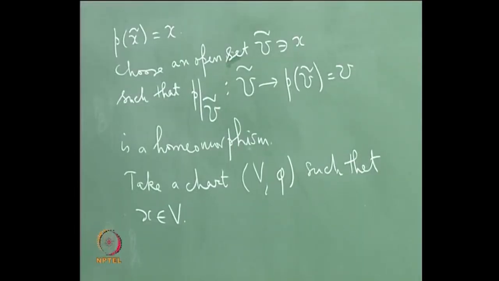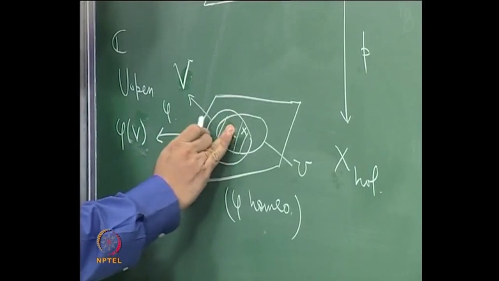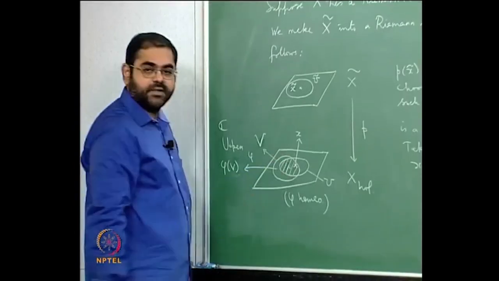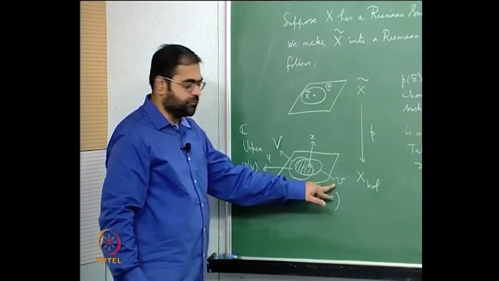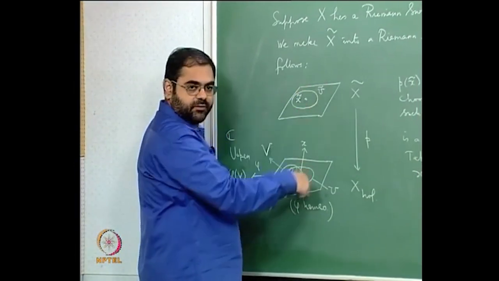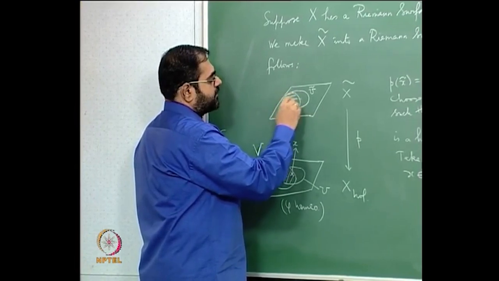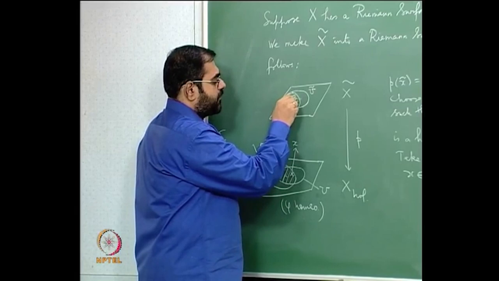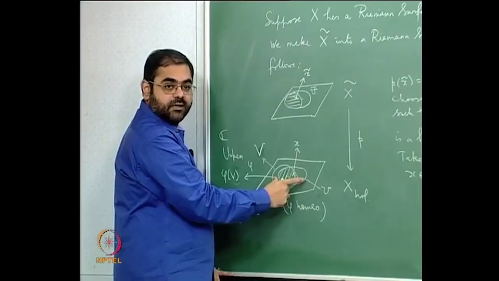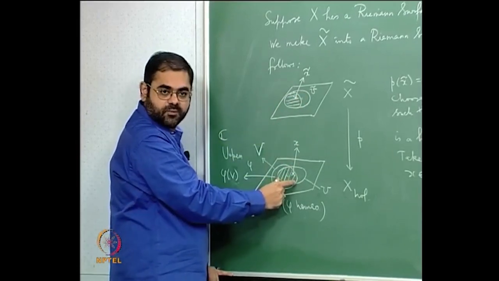Now you see, if I look at this intersection, let me shade it. This point is X. This shaded region is V intersect U. If I take this V intersect U, and take its inverse image under P restricted to U tilde, I'm going to get a shaded region here, and of course my point X tilde will be here. And from U tilde to U is a homeomorphism, P restricted to U tilde. So restricted to this shaded portion will also be a homeomorphism.